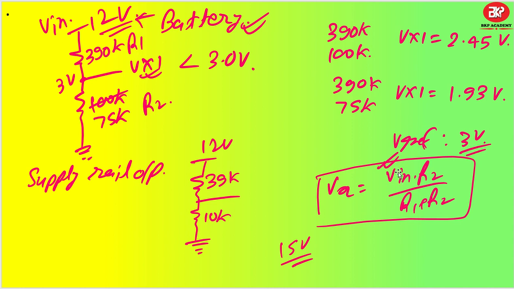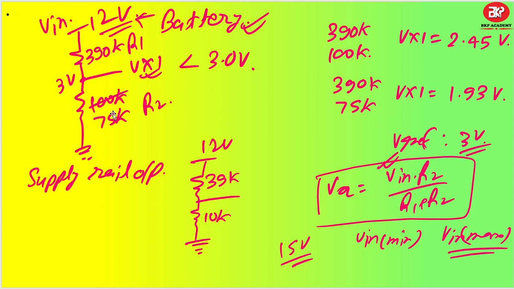Even so, we have V in minimum and V in maximum. At V in maximum, it should not be more than 3 volt. So that's the one thing that you have to make sure in the resistor division.